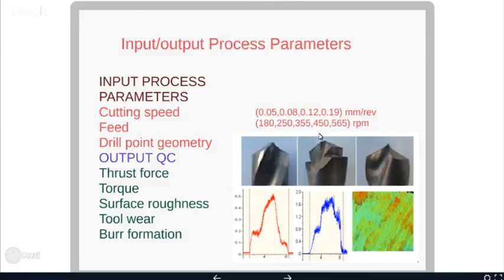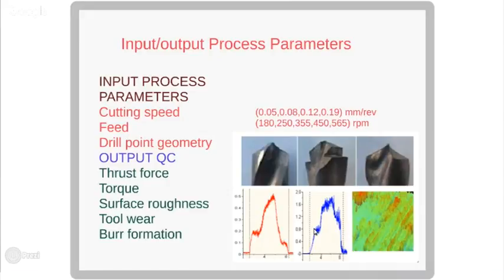Some researchers call this Joe drill point geometry a step drill point geometry. It consists of a primary step. This is the primary step, and this one is a secondary step, right? And the output quality characteristics here are thrust force, this is a signal generated for thrust force, signal generated for torque, and surface roughness, tool wear, and burr formation. These are some of the output quality characteristics with respect to this investigation.